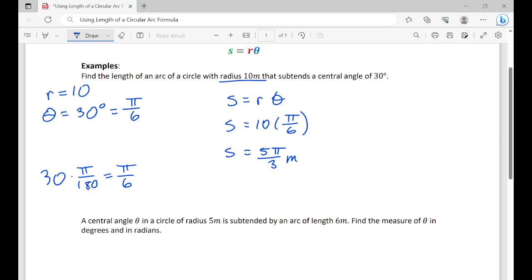But if you want a number that looks a little bit better than that, we can just convert it to a decimal, which is approximately, to 2 decimals, 5.24 meters. So an exact answer is 5 pi over 3 meters, but the approximate to 2 decimals is 5.24 meters.